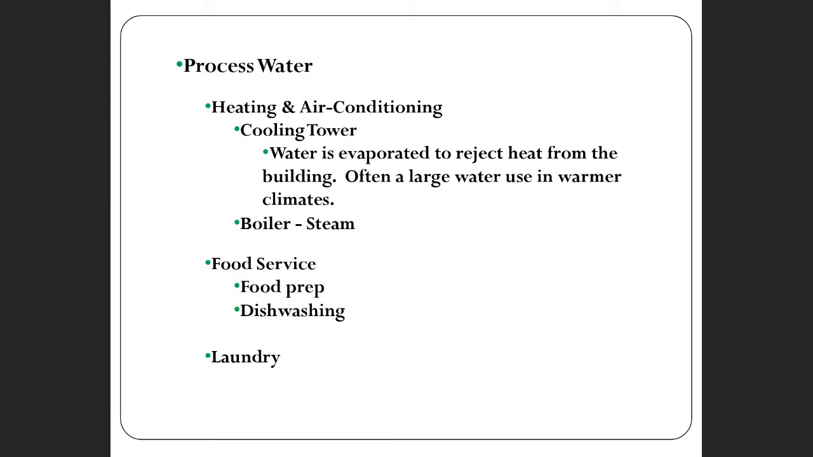You might have makeup water for a boiler system. You might have processed water use for food preparation or dishwashing. You might have processed water use for laundry. Again, those are all areas that we can look at for water conservation, along with the domestic fixtures.